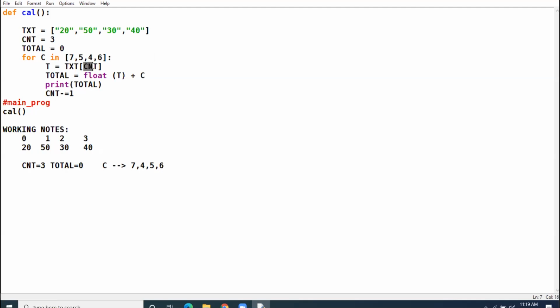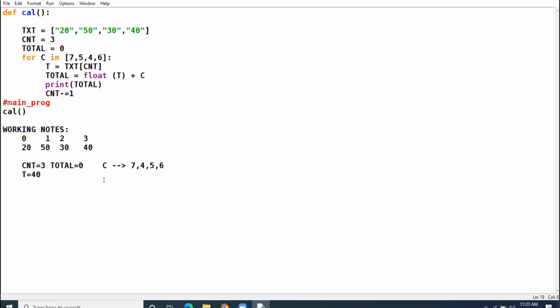TXT of CNT. CNT initial value is 3. So text of 3 means 40, because at third index we have 40. So T will have the value 40. The first value which T will have is 40.